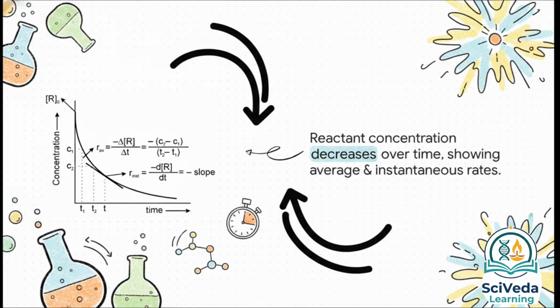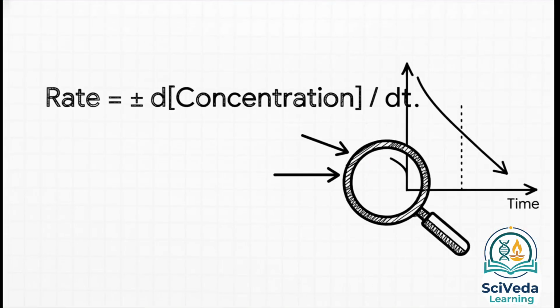Take a look at this graph. See that curve? It shows the concentration of our reactant, and it's going down as time goes on, which makes sense. Now, if we want to know the average speed between 2 points in time, say T1 and T2, we can calculate the average rate. But what if we want to know the speed at one single precise moment? For that, we need the instantaneous rate. And that's just the steepness, or the slope, of a line that just barely touches the curve at that one point.